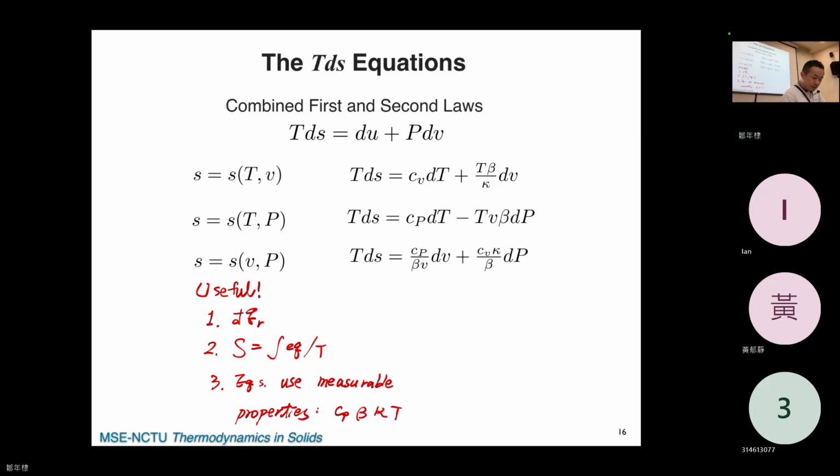All right. The fourth advantage is to find Cp minus Cv. Well, I will introduce that later, several pages later, and you will know what I mean. And if the S equals 0, you can determine the relationship between T, V, and P by using this equation. So there are 5 advantages to learning TDS equations.